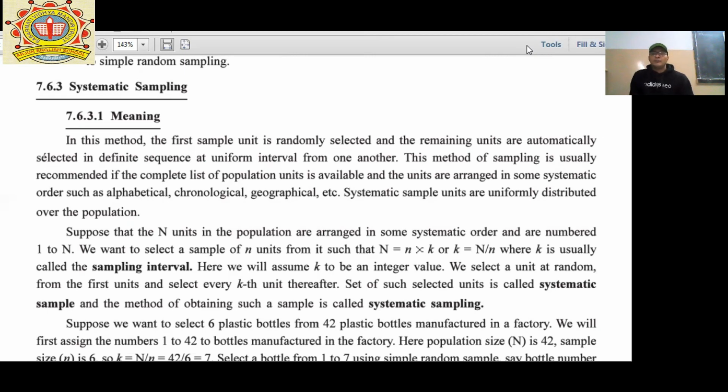It means my sampling interval is 100, which means from 1 to 100 I have to select one. From 101 to 200 I have to select one sample. From 201 to 300 I have to select one sample, etc. It means from 1 to 1,000 we can select 10 samples, each representative of its 100. So it is called the sampling interval, which we call k. Here we will assume k to be an integer value.